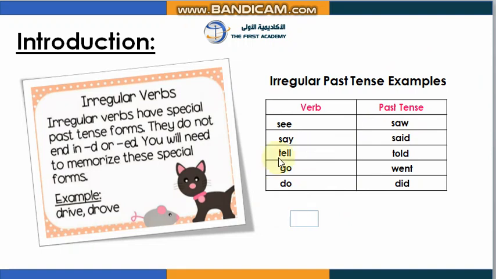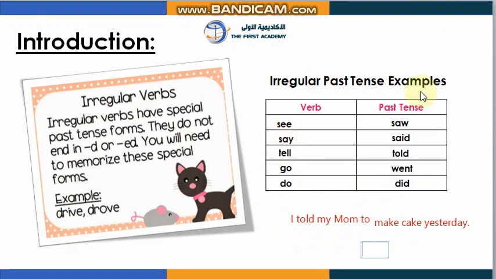Let me choose tell. So I'm gonna write about something that happened in the past, so I'm gonna use these forms. I told my mom to make cake yesterday. Okay, so here everyone, as you can see, I used told instead of tell, because I'm talking about something that happened in the past.